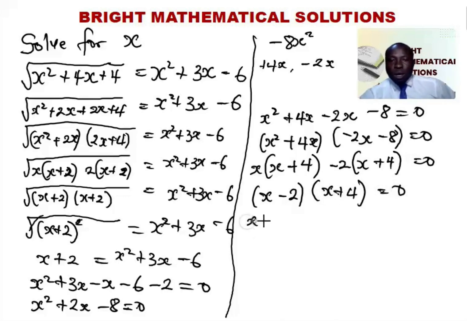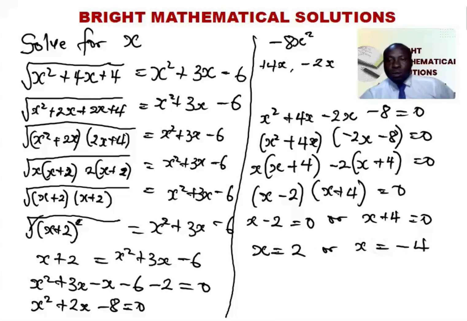So from here, x minus 2 equals 0, or x plus 4 equals 0. So x equals 2 or x equals minus 4. The solution to this expression is x equals 2 or x equals minus 4.